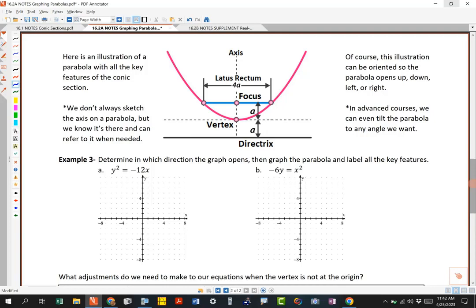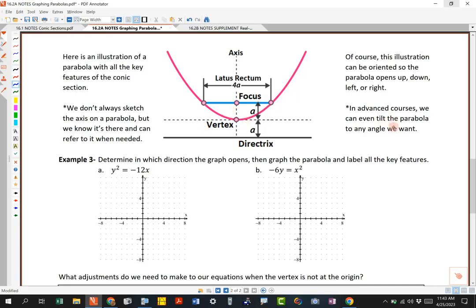Okay, so here's a diagram that has all the important features of a parabola on it. We've got the vertex, we've got the focus, we've got the directrix, and notice the parabola is made up of just the stuff in pink right here. This distance is A, like we've talked about before, and the length of the latus rectum is 4A.